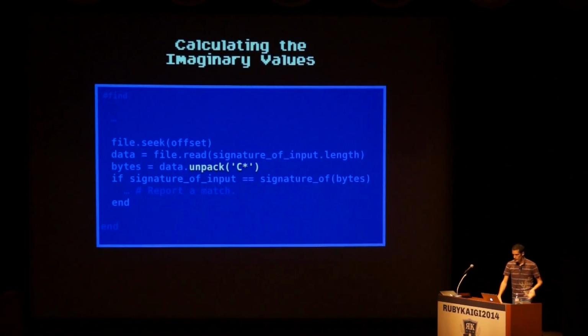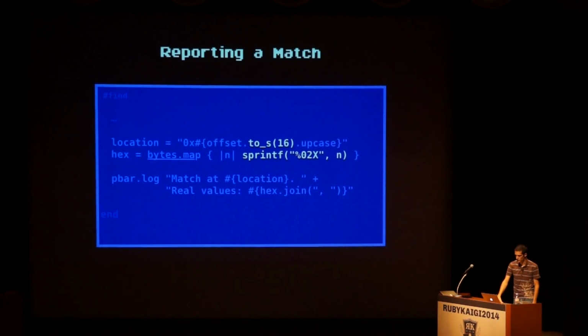If we have a match, we report it, and this is how we do it. We get the location. This is a helpful method to know when you're working with binary data. Oftentimes, you'll want to output offsets as hexadecimal because it's easier to work with rather than decimal. And so in order to do that, we take the offset, which is an integer, or a Fixnum, and we cast it to a string, but we specify that we want it in base 16. And that'll give you a hexadecimal output. And then you upcase it because I'm picky like that.